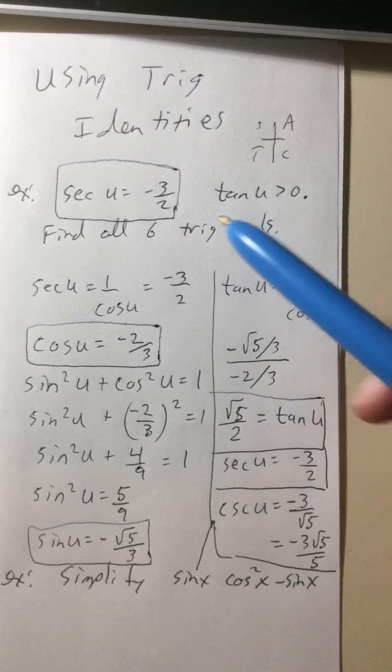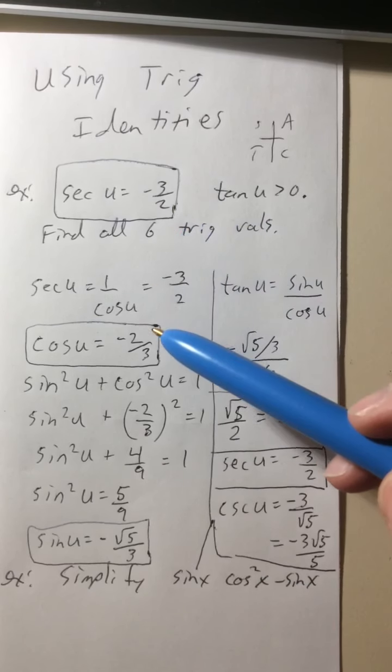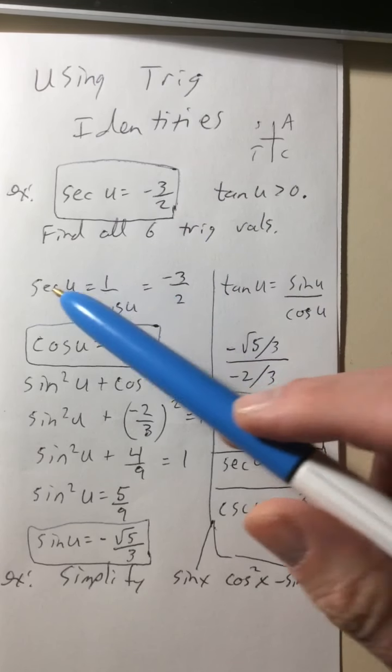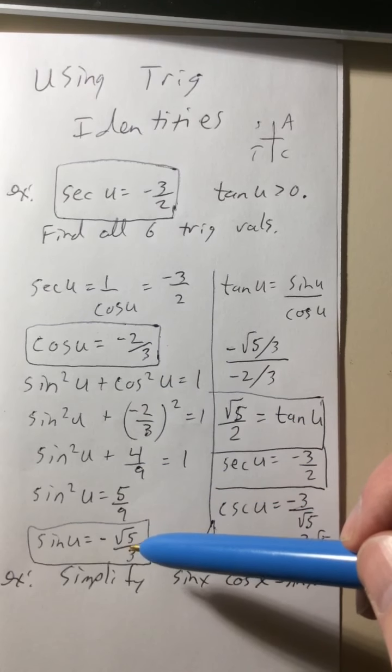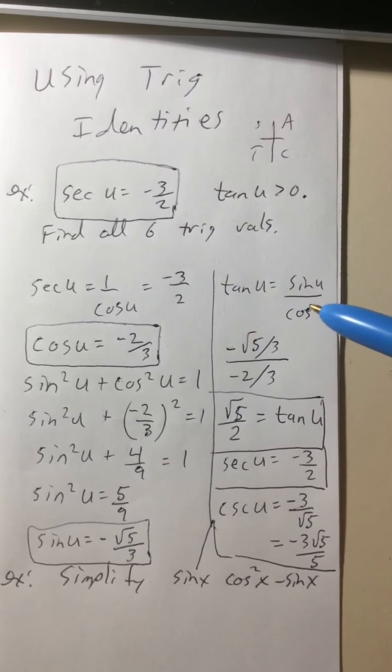Okay. So again, try to turn everything into sines and cosines when we can. And so we used a reciprocal identity. Then we used a Pythagorean identity to get us to sine. And then tangent is just sine over cosine.